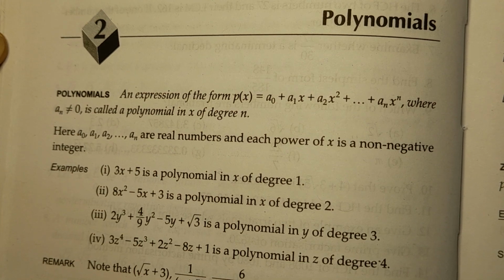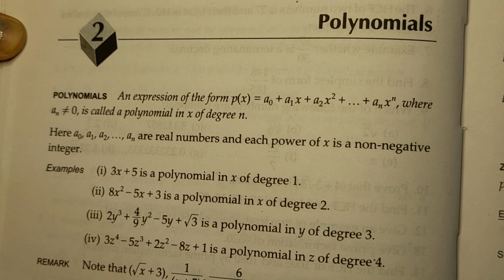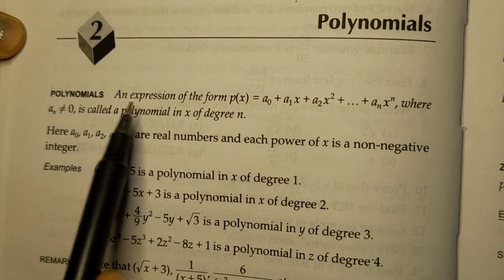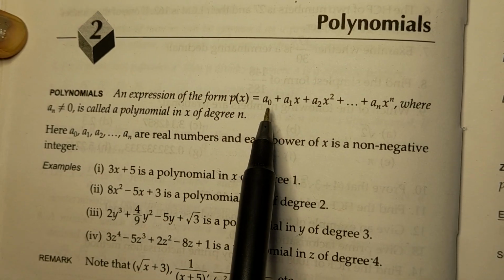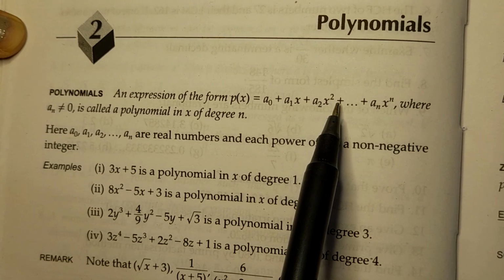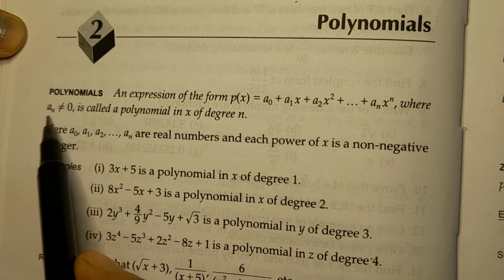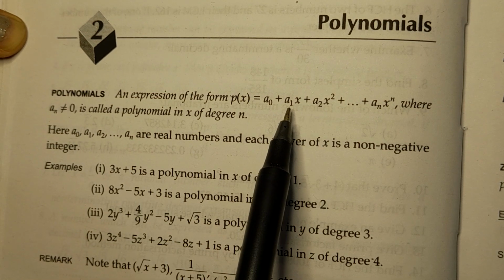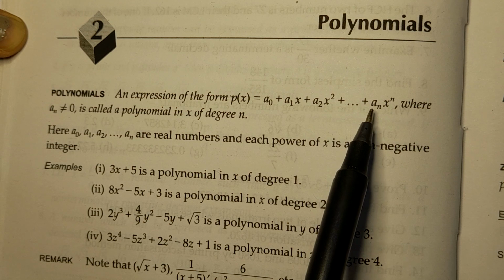Chapter 2, the polynomial. This is R.S. Aggarwal. First, what is a polynomial? A polynomial is an expression of the form p of x equal to a0 plus a1 x plus a2 x square plus dot dot plus an x to the power n, where an does not equal 0. So this is the polynomial equation when we write it, and always you have to remember an cannot be 0.